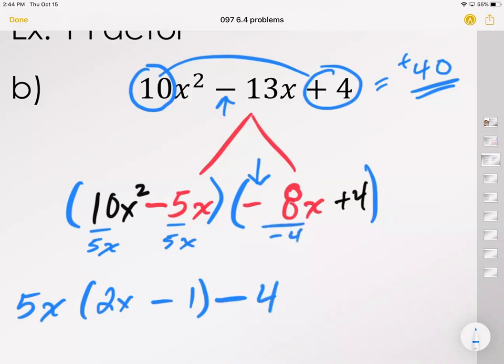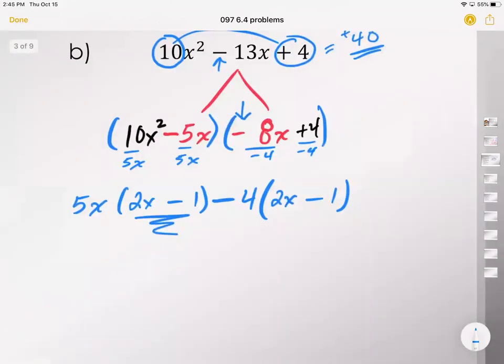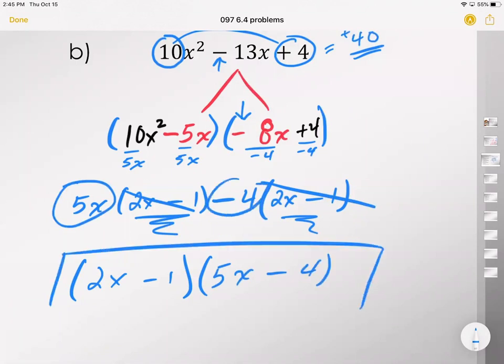And hopefully you guys see that negative 4 going into 8, or negative going into negative, will give me a positive 2. And negative going into positive will give me a negative 1. And looking at this, ladies and gentlemen, the item in my parentheses is the same. So I bring out the 2x minus 1. If I bring this out, this is what I have left over, which is the 5x minus 4. And ladies and gentlemen, this is our answer.